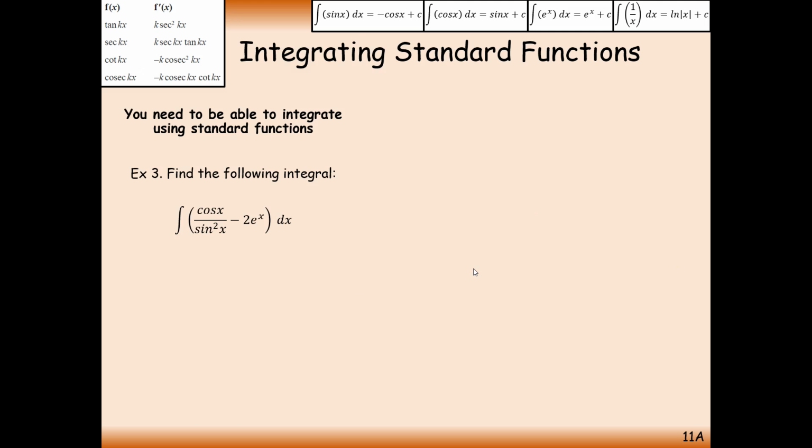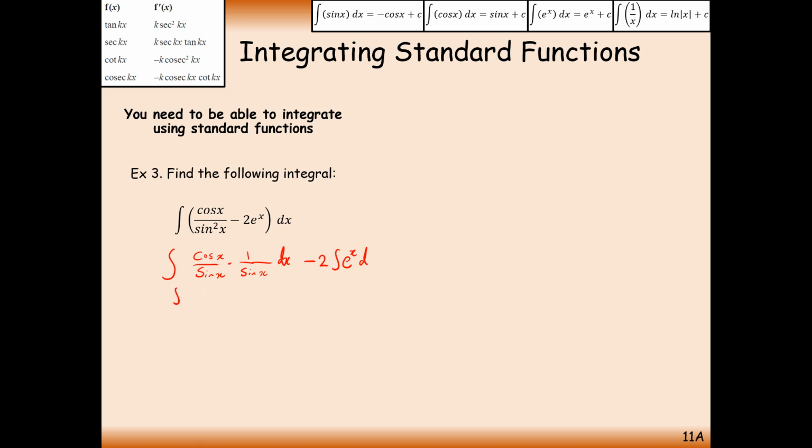Next example, we are told that cos x over sine squared is in the integral, and there is 2 multiplied by e to the power x. We can treat these two terms as 2 separate integrals. That's the same as having cos of x over sine of x, and another fraction over sine of x here, and having another integral with minus 2 in front of it and e to the power x there. So we can treat this as two separate integrals and take them one at a time.